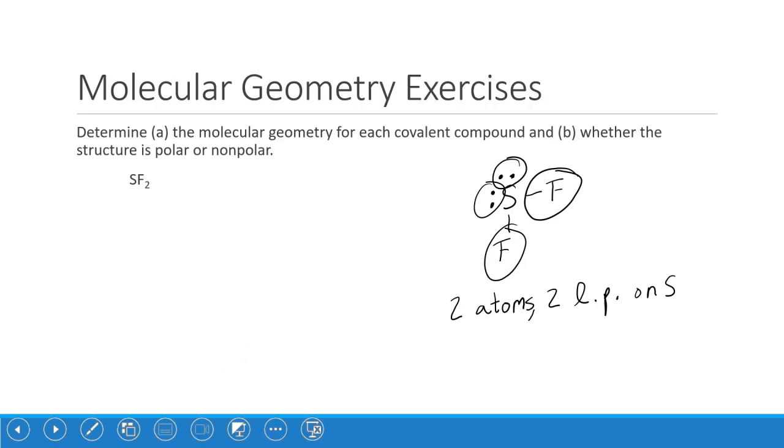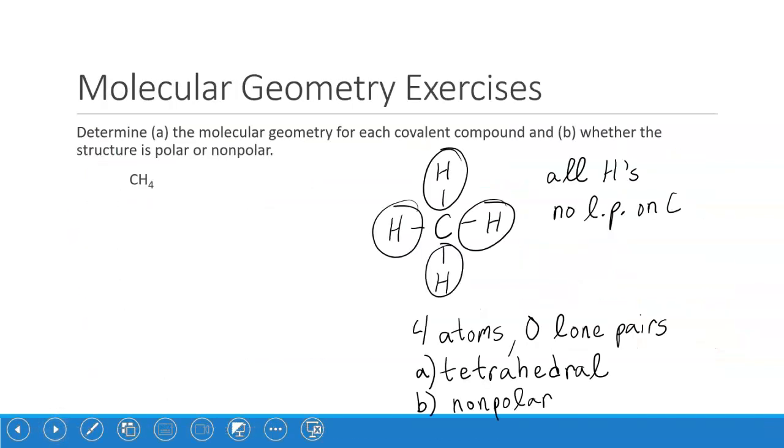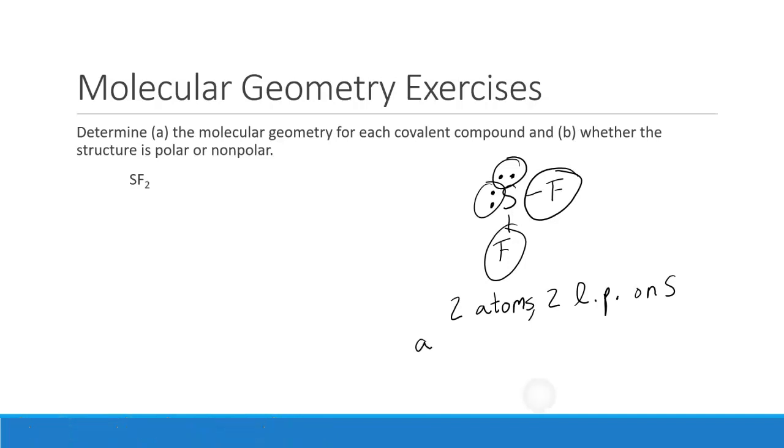Okay, so if we have 2 atoms and 2 lone pairs, and that is your bent structure. Remember, if you have 2 atoms with any amount of lone pairs, that's going to be bent. So for SF2, we have a bent structure. And then for part B, remember, if you have a lone pair on that central atom, it's automatically polar. Okay, so we have 2 lone pairs on sulfur, and therefore that structure is polar.